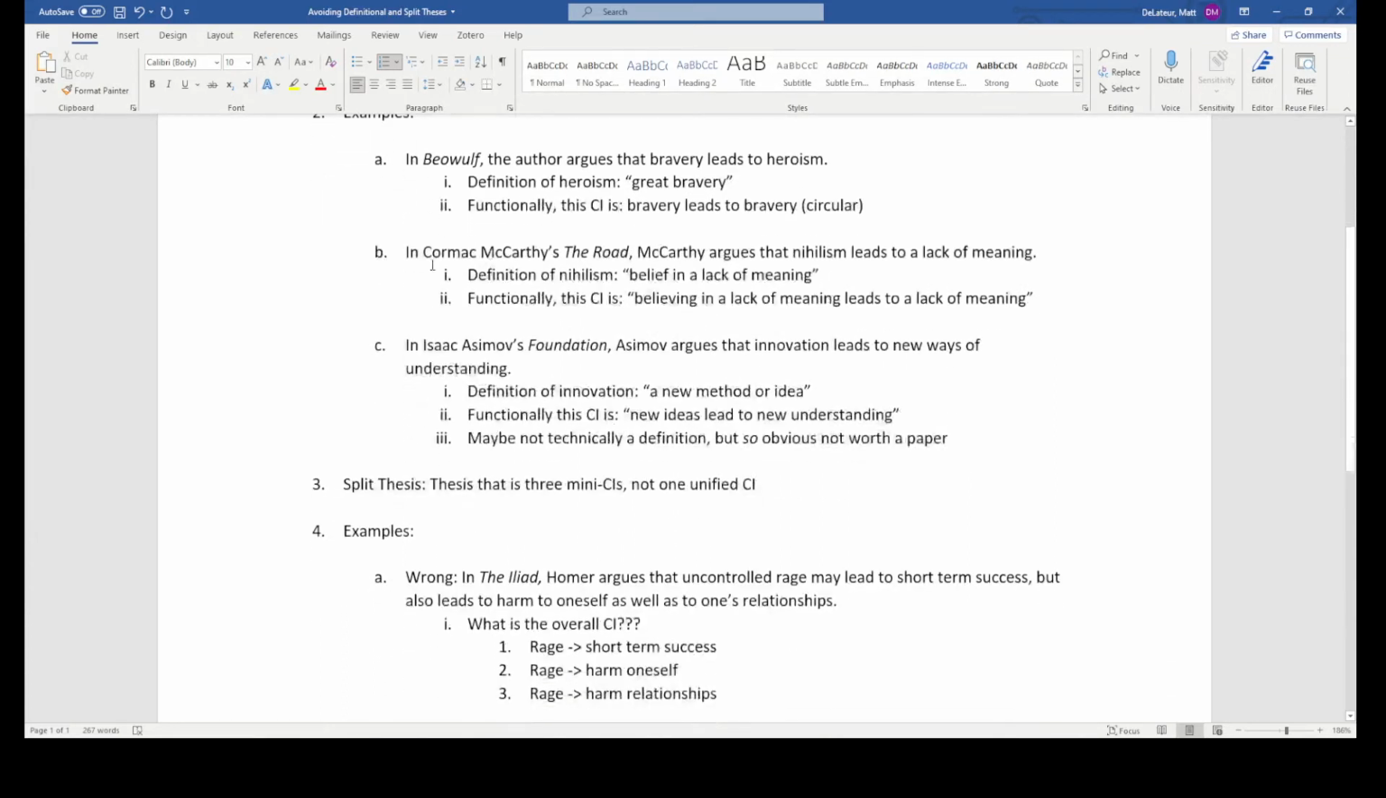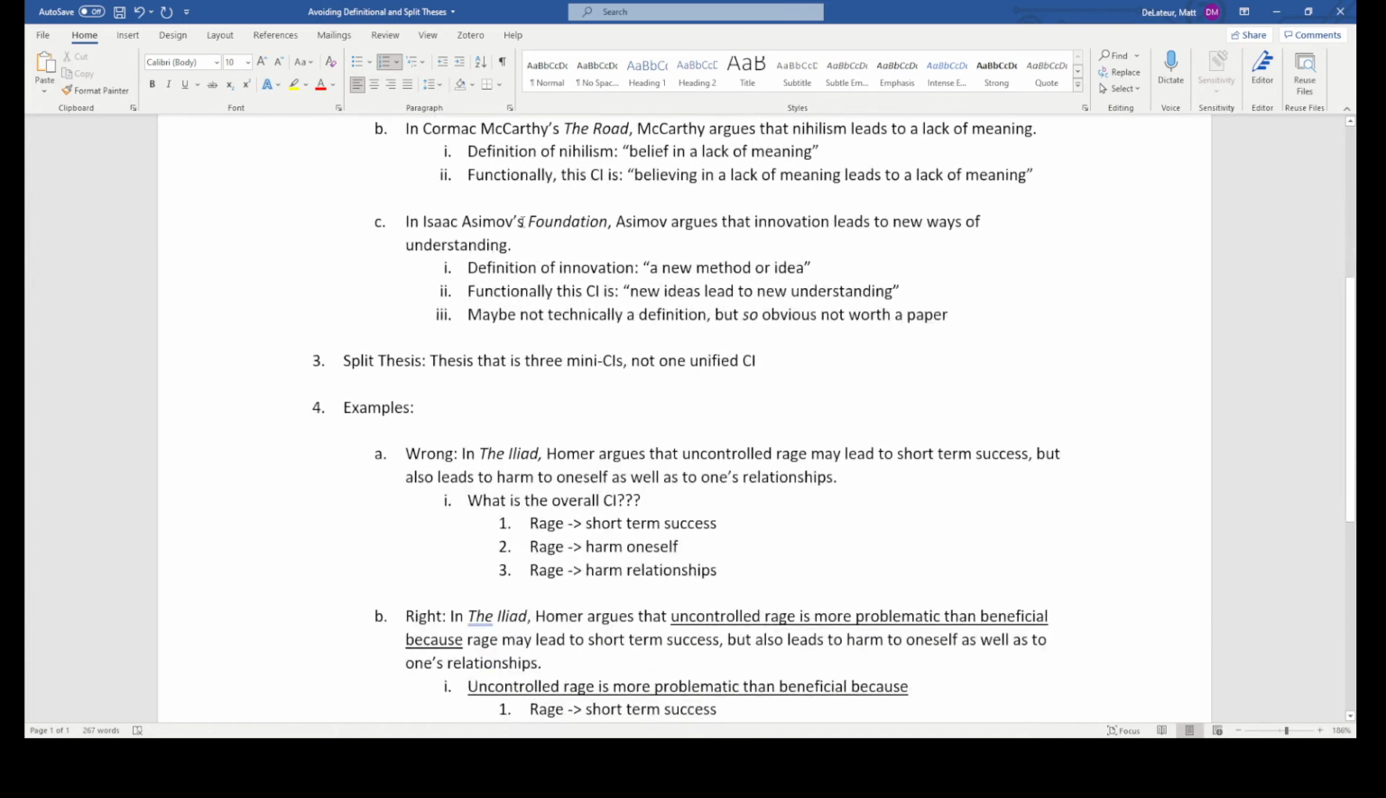Okay? Another example of this, which might come up in apocalyptic literature, is in Cormac McCarthy's The Road. McCarthy argues that nihilism leads to a lack of meaning. Now, some of you might not know the word nihilism precisely, but the definition is a belief in the lack of meaning. So let's once again do our substitution, and what are we ending up with? Believing in a lack of meaning leads to a lack of meaning. Not proving anything.